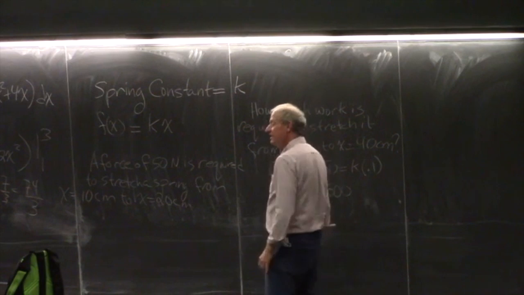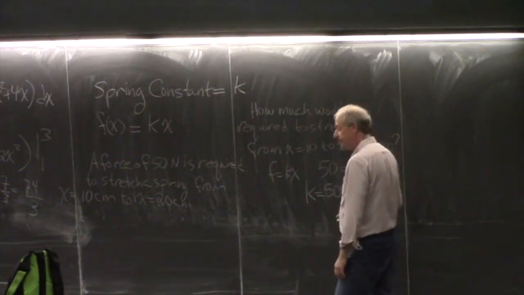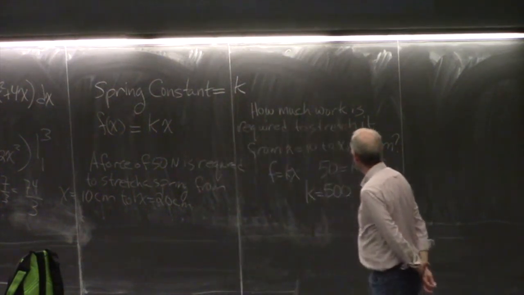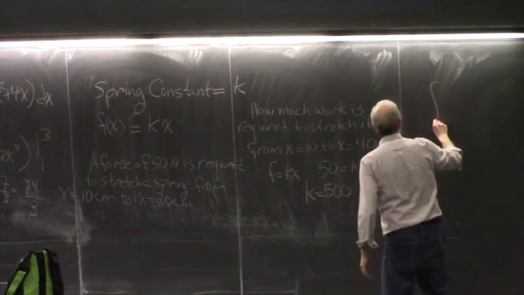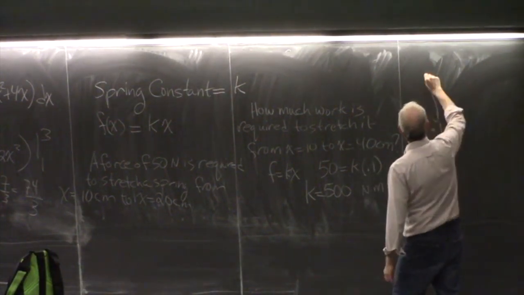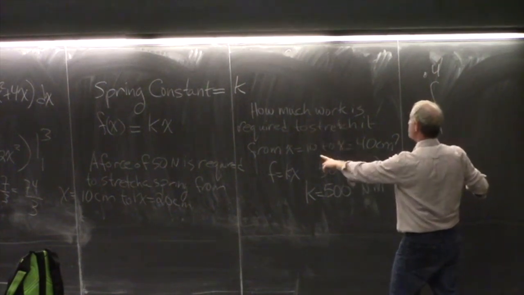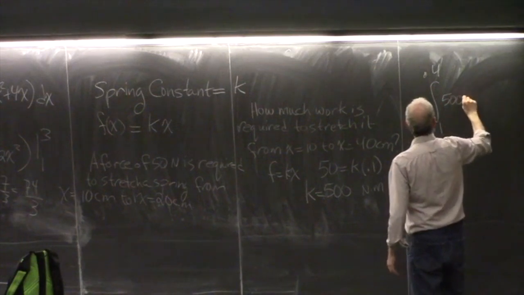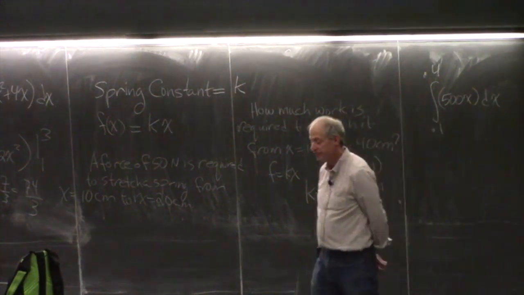So you get k is 500. It doesn't matter what the units are, but they're called newton meters. That is your spring constant. Now, if I want to stretch it from 10 centimeters to 40 centimeters, I'm going to stretch it from 0.1 to 0.4 of the force, which is kx, right? So that's 500x dx.